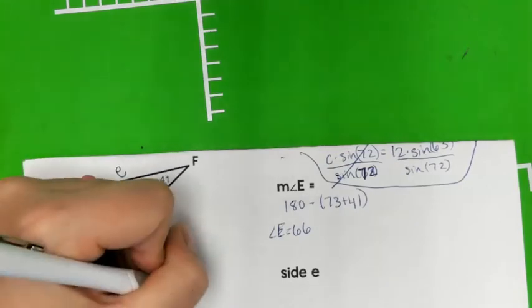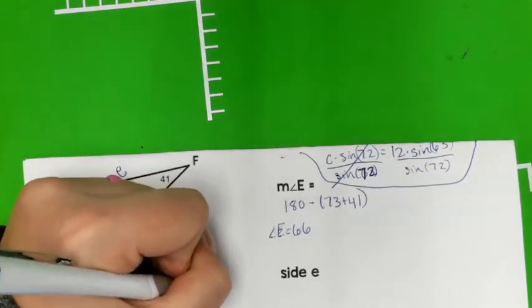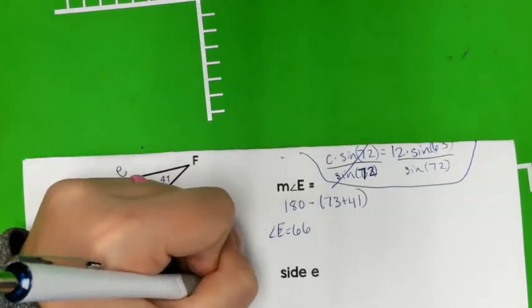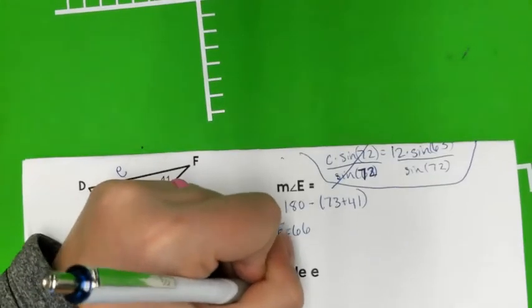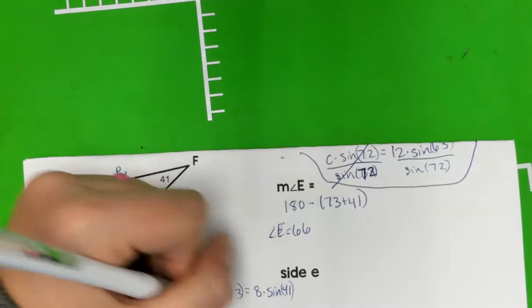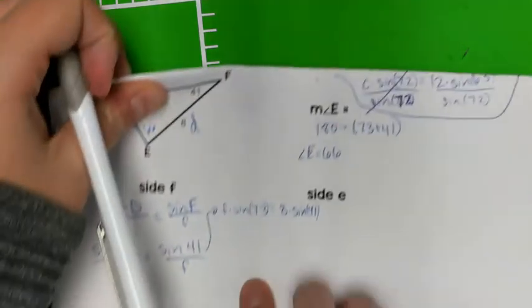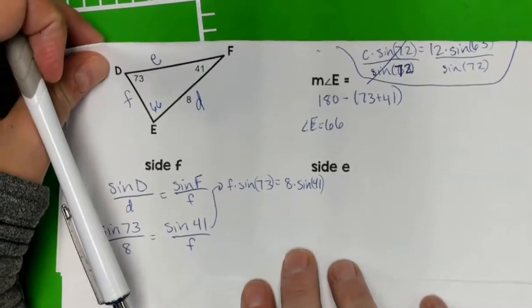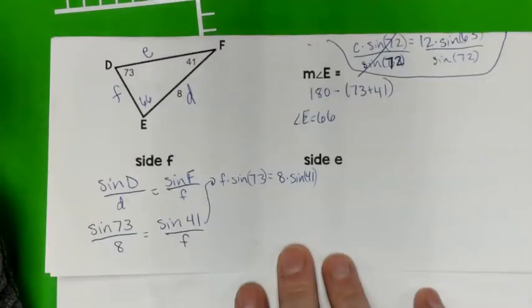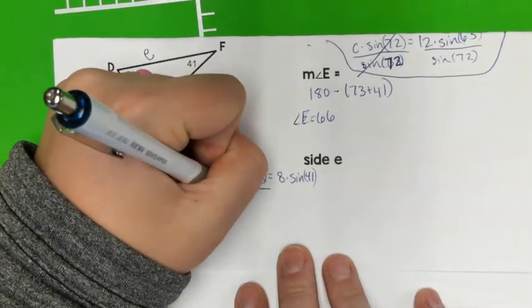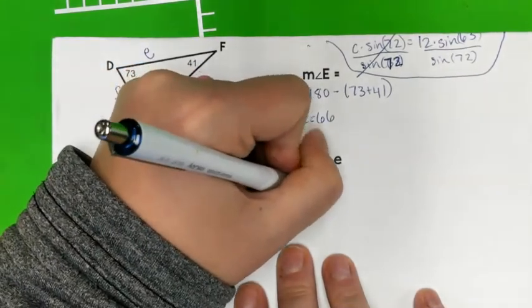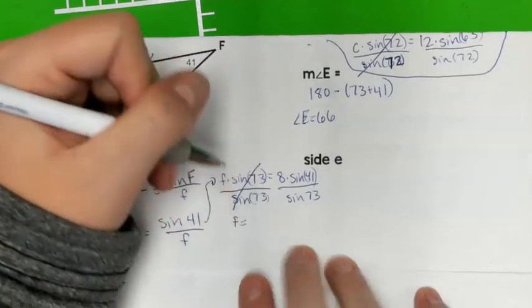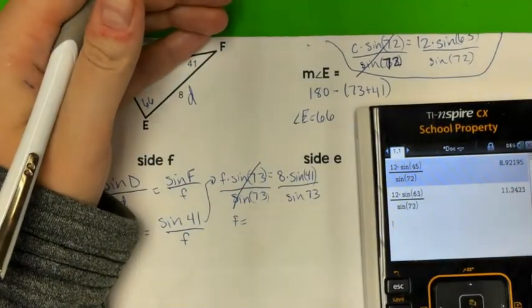So we're going to go up here, F times sine of 73 is equal to 8 times sine of 41. And then we want to get F all by itself. Oh goodness. Wow, I just did all that without you guys being able to see it. So that's what we're doing. Sorry about that. We're going to divide by sine of 73 on both sides. So F is going to equal that, and that's what we're going to put in our calculator.